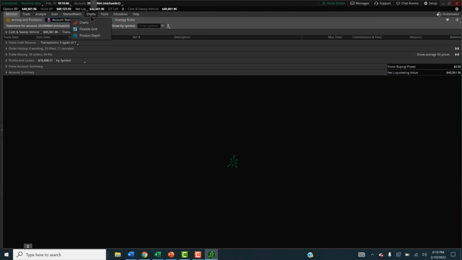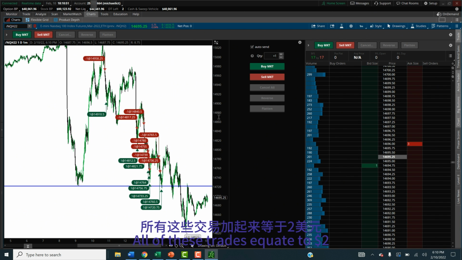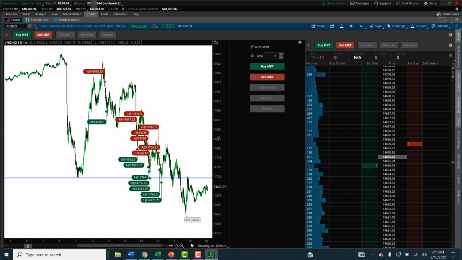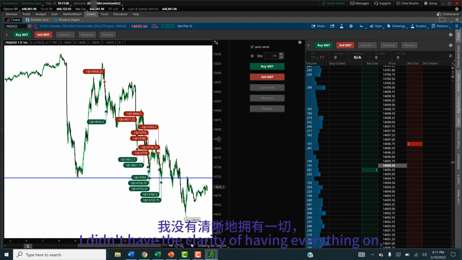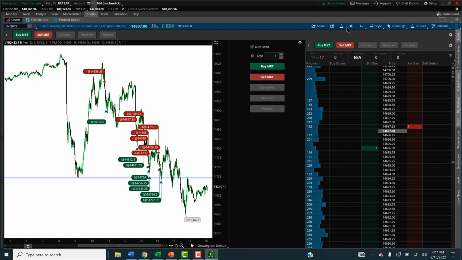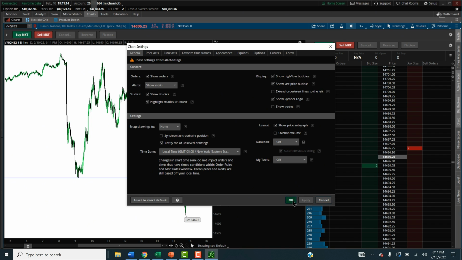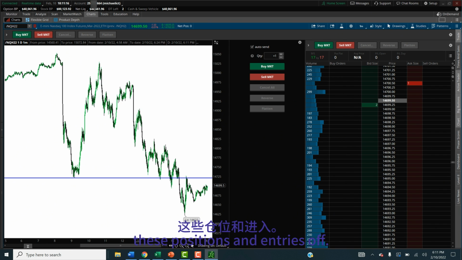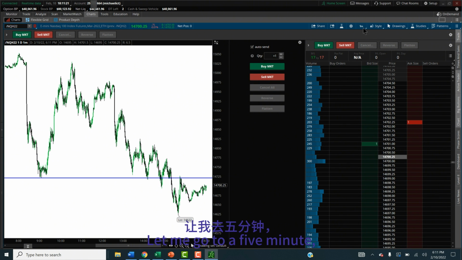So again, go back over here so you can see the business there. All of these trades equate to $2,550, and that's what I use to pump the account up. Now, what did I lose by not having my charts? I didn't have the clarity of having everything on. Hang on, let me get these positions and entries off. I didn't have the clarity. Let me go to a 5 minute.